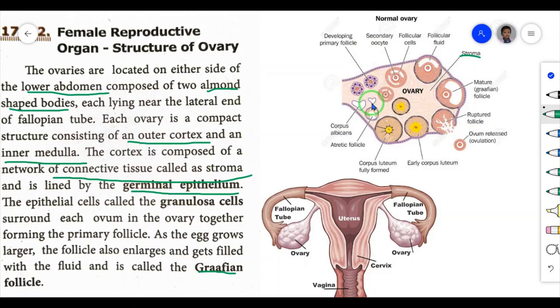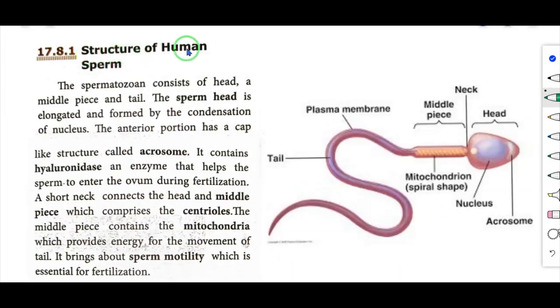The next topic is gametogenesis. What is gametogenesis? The formation of the sperm in male and the ovum in female is called gametogenesis. Genesis means formation. The male reproductive organ is the testis. The testis produces the male gamete, that is the sperm, and the ovary produces the female gamete, that is the ovum. So the formation of sperm in male and ovum in female is known as gametogenesis.